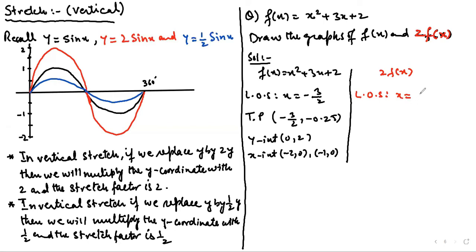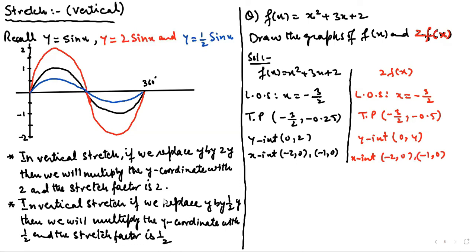Okay, sir. Now, what should be the new line of symmetry? Multiply the y coordinate with 2, so it will be the same. Turning point is minus 3 by 2, comma, minus 0.5. We will multiply the y coordinate with 2. Y-intercept will be 0, 4, and the x-intercepts will remain the same. Minus 2, 0, and minus 1, 0. Now we will draw the two curves, and that will be the end of this chapter.